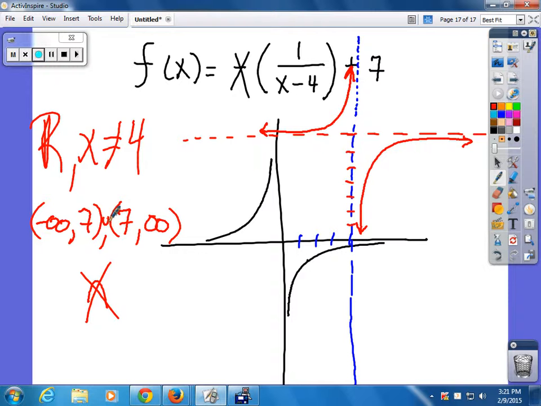And the increasing from negative infinity to 4, from 4 to what? That's increasing in this limit. They're both increasing, aren't they? Yeah. Both increasing. So it'll be increasing from negative infinity to 4 and increasing from 4 to infinity.